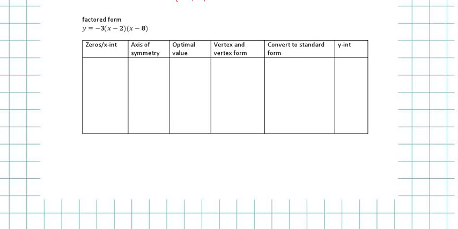So what are your zeros? Plus 2 and plus 8. What's your axis of symmetry?